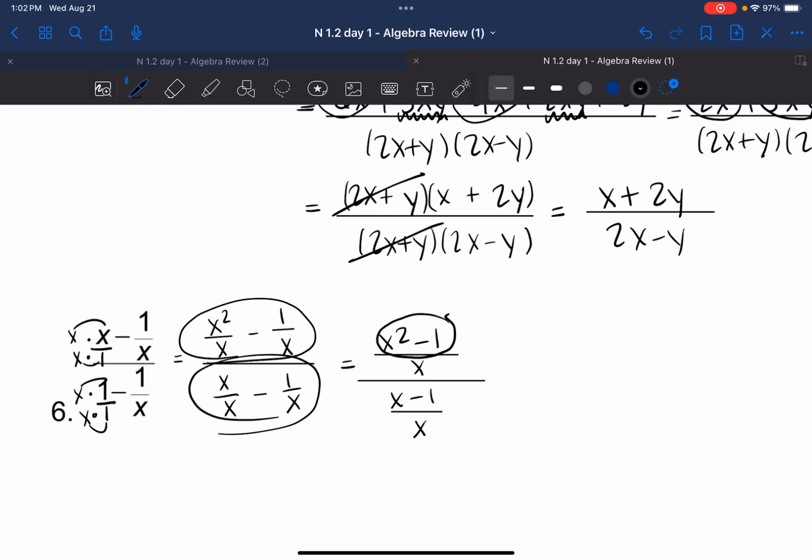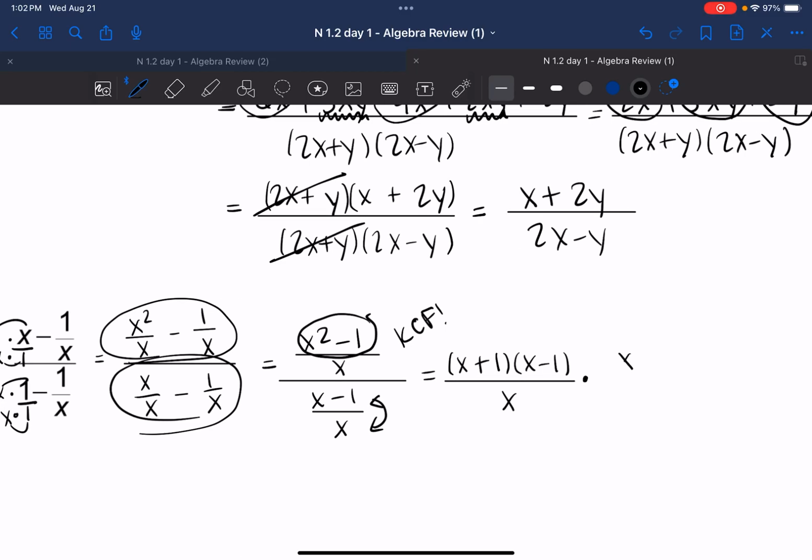This can be factored, so I'm going to write that as its factors. It's a difference of squares, x plus 1, x minus 1 over x. And remember, when we divide a fraction by a fraction, we keep, change, flip. So I kept my first fraction's order the same. I'm going to change from division to multiplication, and then I'm going to flip this fraction over. So now it's x over x minus 1.